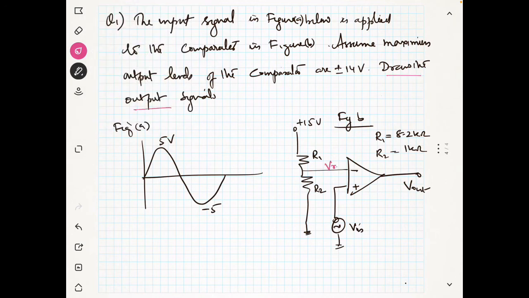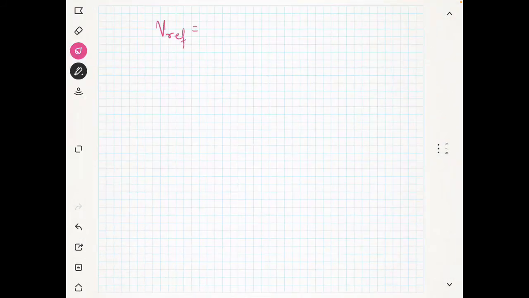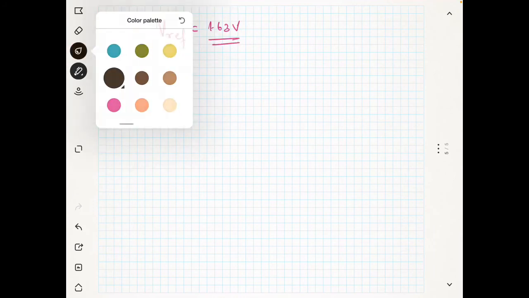So what is V reference here? First we will find V reference. Plus 15 volt is applied here, so it is 15 volt divided by R1 plus R2, multiplied by R2. That is plus 15 volt divided by 8.2 kilo plus 1 kilo ohm, multiplied with 1 kilo ohm. So you will get 1.63 volt. So this is your V reference. Now I can draw my input first.